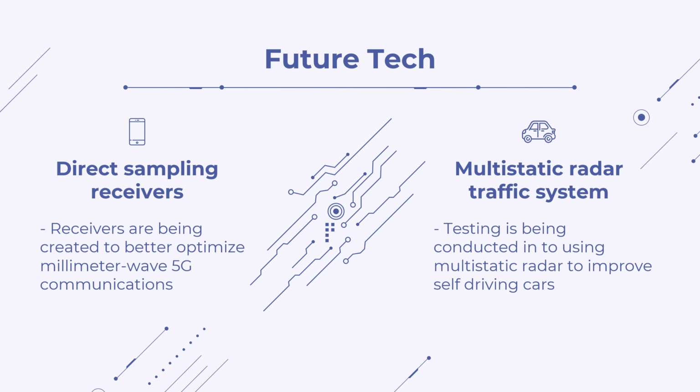Future technology: direct sample receivers, which are helpful for 5G communication due to their large bandwidths, and being able to capture a large section of the spectrum at a single time is very appealing. And then multistatic radar systems in future traffic systems could work with self-driving cars by allowing these cars to see multiple car lengths in front of them due to side reflectors mounted on the roads, and communication between these systems to make a more homogenized driving.